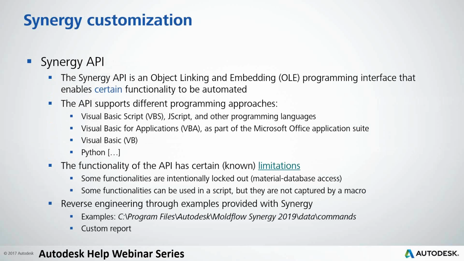So this Synergy API is basically an object linking and embedding, the so-called OLE programming interface, that enables certain functionality to be automated. And this is important: not everything that we are doing by clicking on the user interface can be automated by API, or not in our API. Usually it's a subset of functions that developers publish and allow us to use to create our interaction with the user interface or with the program.